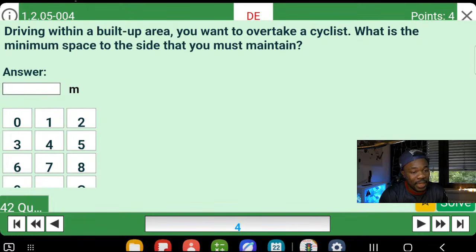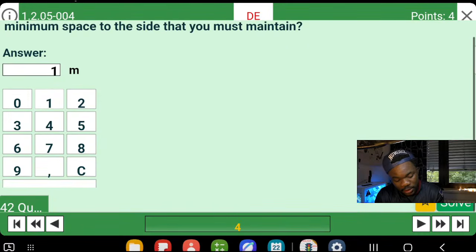Driving within a built-up area, you want to overtake a cyclist. What is the minimum space to the side that you must maintain? We just had a similar question. The last one talked about outside built-up area. This one is inside built-up area. I hope I explained already that outside the built-up area will be 2 meters. Inside the built-up area is 1.5 meters.